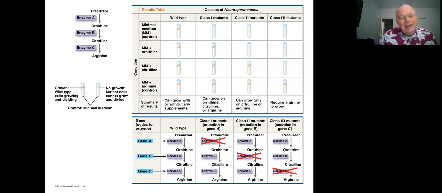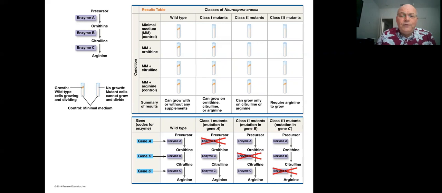So that would be a biochemical step, that would be a chemical reaction. The ornithine was then converted to citrulline, a second biochemical step. And finally, the citrulline was then converted to arginine, the third chemical step. And so what Beadle and Tatum assumed, and as it turns out, they were reasonably correct in this assumption, each one of those biochemical pathways has an enzyme associated with it.